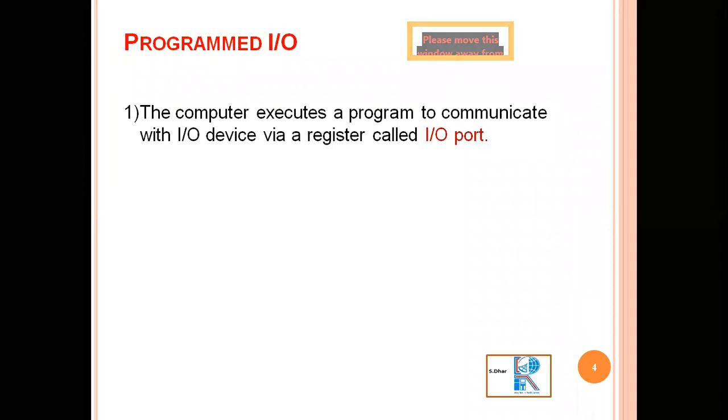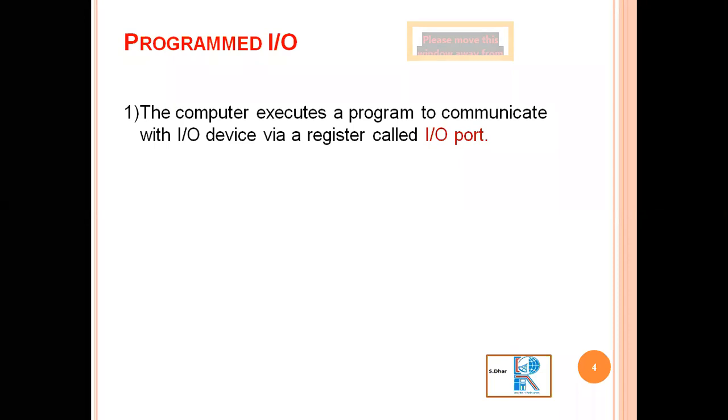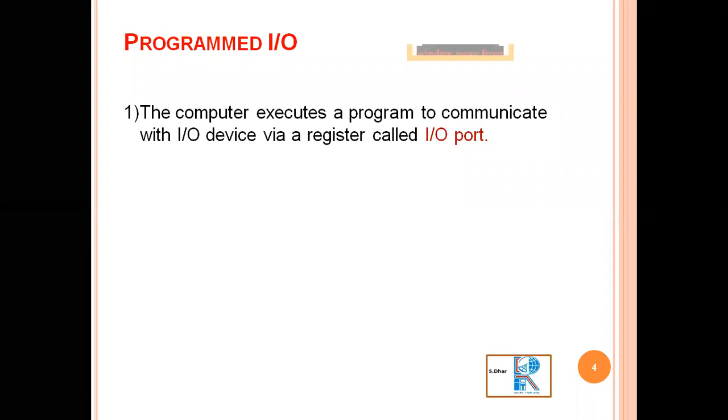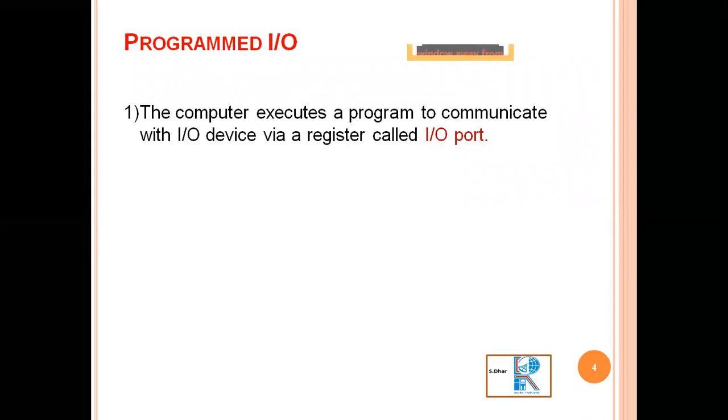That means using a set of instructions, the computer can communicate with the IO device. So this is called programmed IO, because one program is related to the IO exchange of data between the IO device and the CPU. One program is related. Clear?